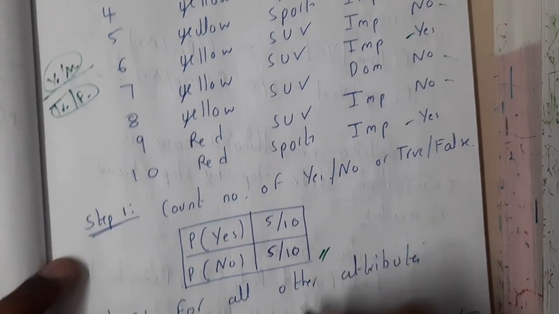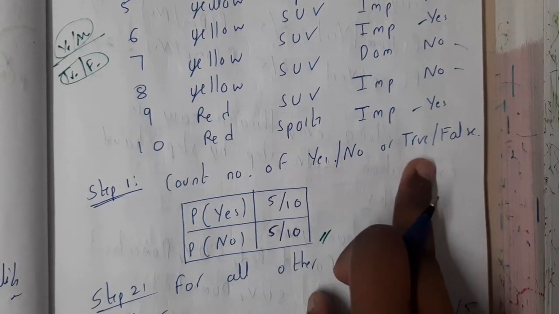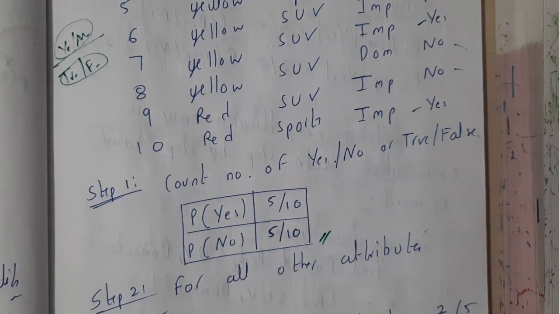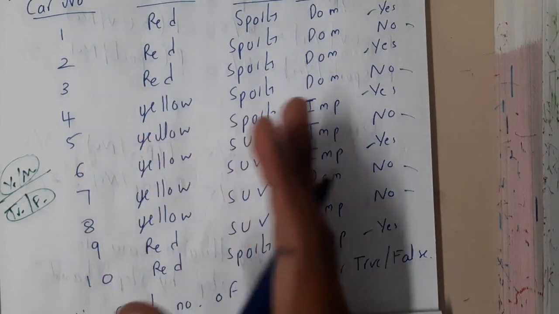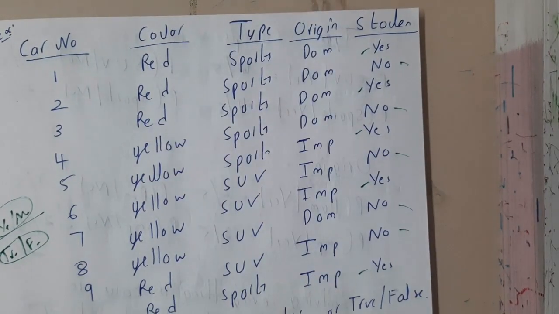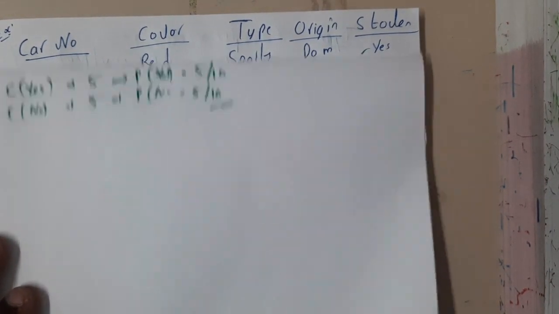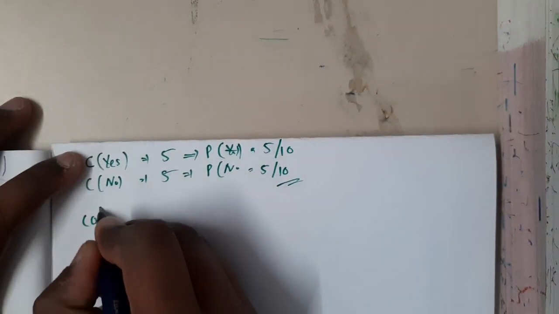I have written it directly in our book, guys. So the count of yes or no, or true or false. We calculated and got 5 by 10, 5 by 10. Now your goal is to calculate for each and every column, guys. Here we have columns: color, type, origin. So you will be writing in this way. We have one column with the color, so you will be writing color.